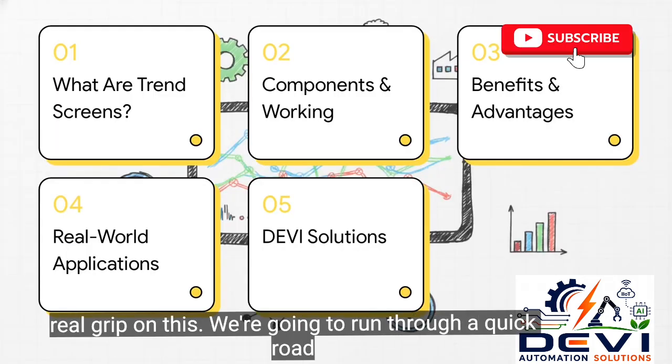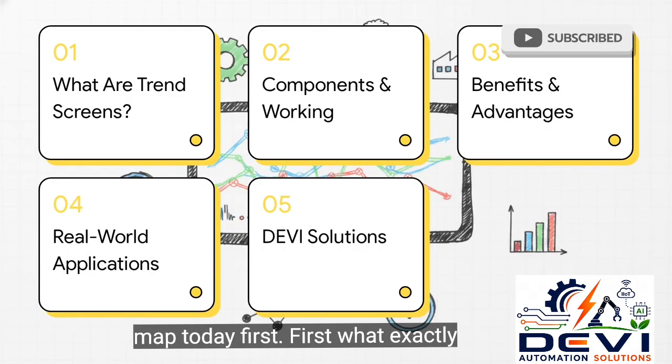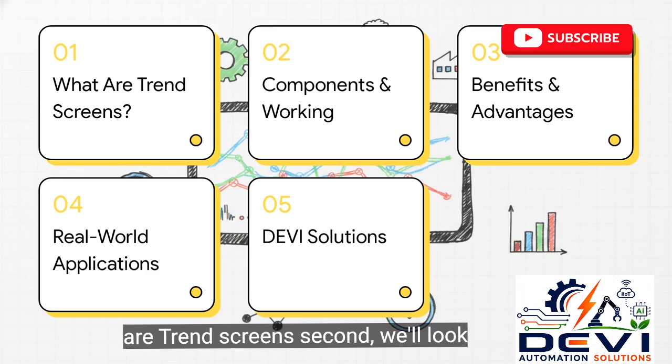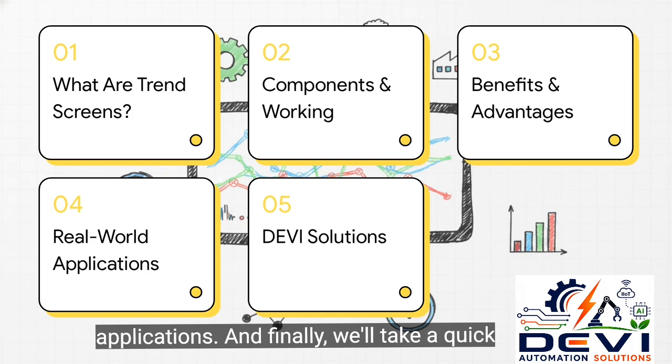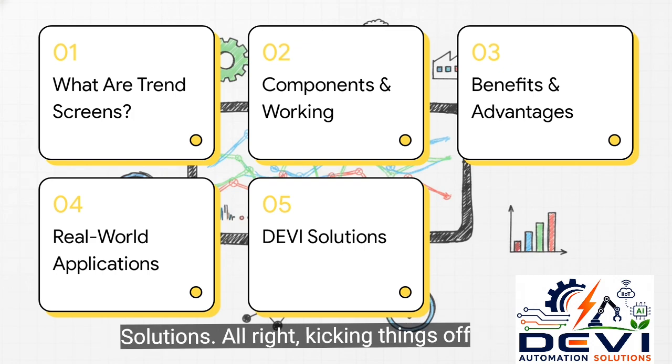To get a real grip on this, we're going to run through a quick roadmap today. First, what exactly are trend screens? Second, we'll look at the components and how they actually work. Third, the benefits they bring to the table. Fourth, some real-world applications. And finally, we'll take a quick look at DVI automation solutions.